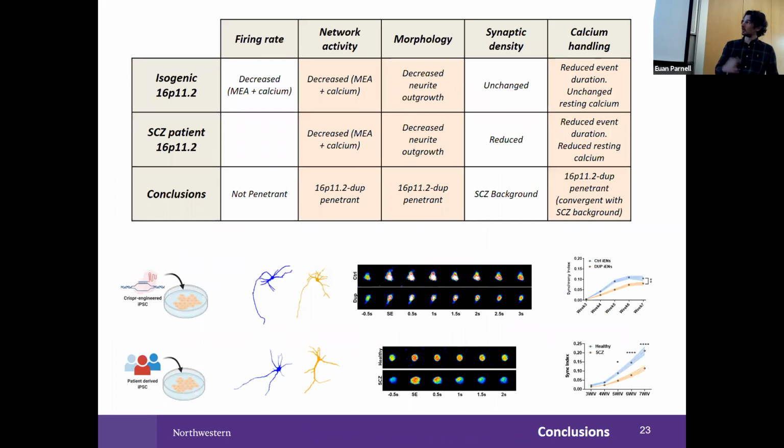And so just to summarize these results, to try and find out what's consistent, we see network activity by both MEA and calcium is significantly altered in our isogenic lines and our schizophrenia patient lines. When we look at morphology, we see a decrease in dendritic length. And when we look at calcium handling, we see this consistent reduction in the event duration in all of our lines, which goes hand in hand with potentially convergent mutations in our schizophrenia lines. And so are these phenotypes that we're seeing consistent with schizophrenia?